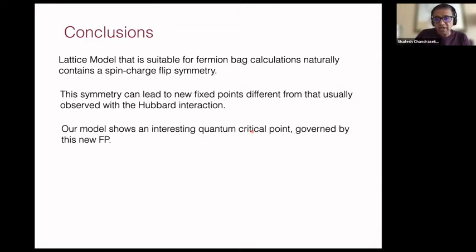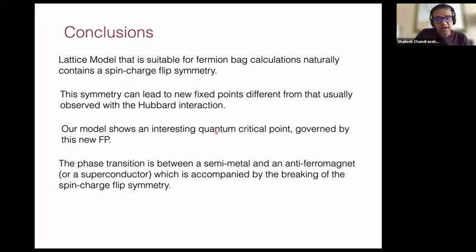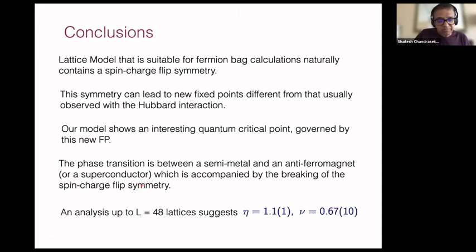So our model shows that there is indeed a nice quantum critical point that is governed by this new fixed point, at least for the lattices that we have done. And the phase transition between the semi-metal and an antiferromagnet or a superconductor, which is accompanied by this breaking of the spin charge flip symmetry, can actually be studied using our model. So an analysis up to L equals 48 gives you some rough estimates of the critical coupling. Thank you.